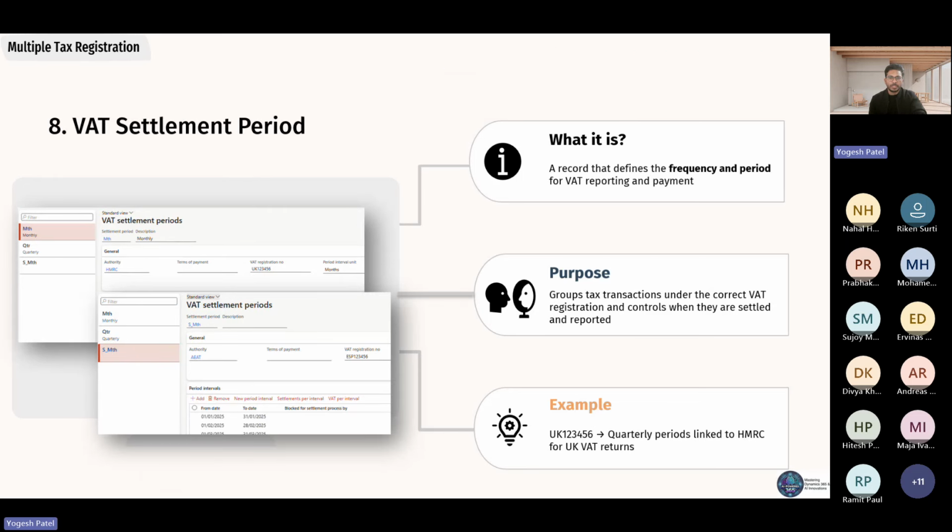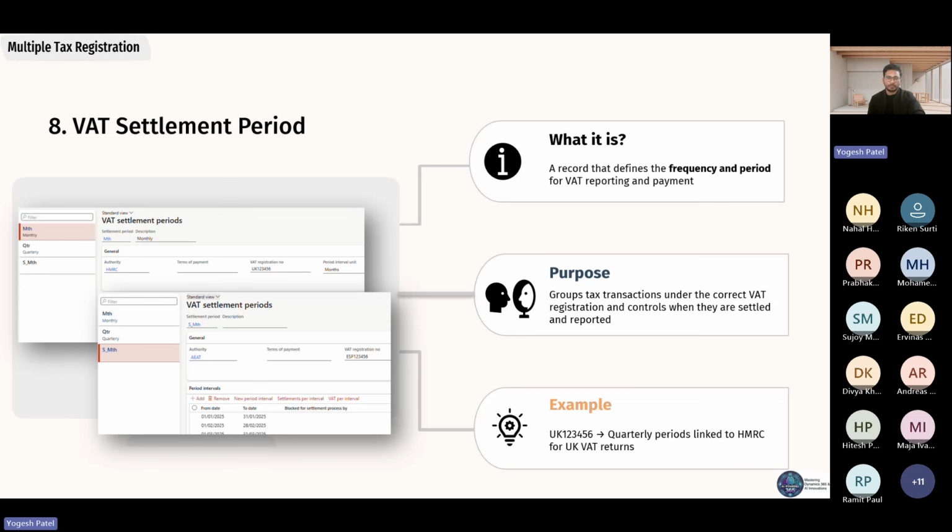The next setup is VAT registration setup for VAT settlement period. So it's a record that defines the frequency and period for VAT reporting and payment, for example, monthly and quarterly returns. So this setup groups transactions under the right VAT registration and controls when they are reported or settled with the tax authority. So it ensures that every return uses the correct VAT ID and reporting cycle.